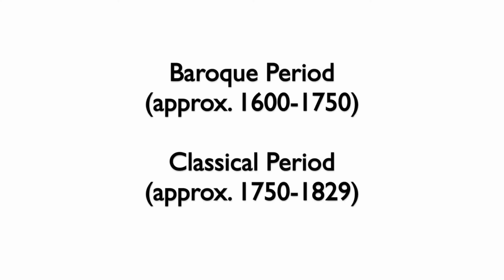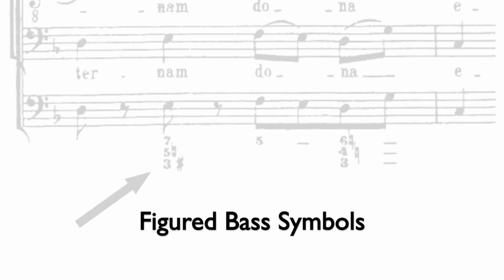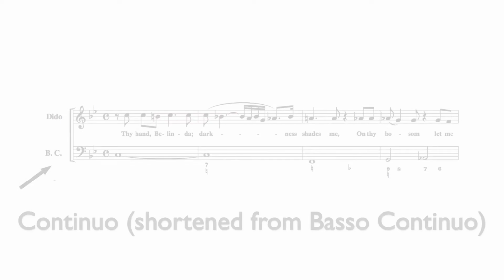Throughout the Baroque and early classical periods in music, composers used what are referred to as figured bass symbols below a notated bass part to indicate the notes that would complete the chords. Figured bass symbols include numbers, accidentals, and other symbols. The figured bass will generally be found in what is referred to as the continuo.